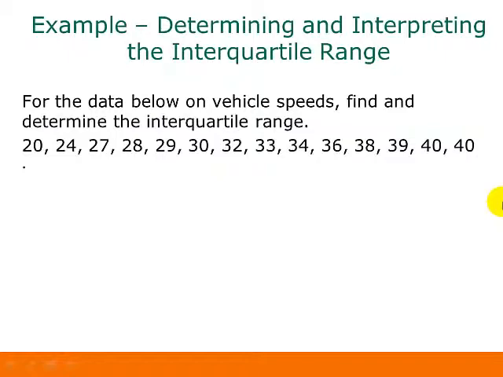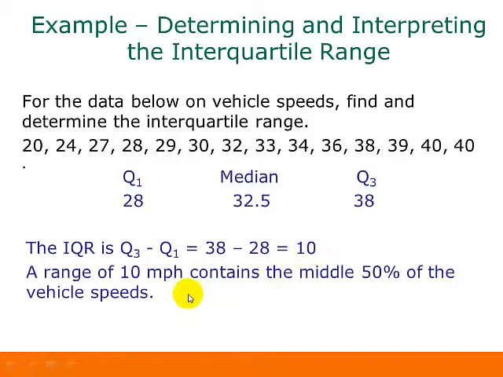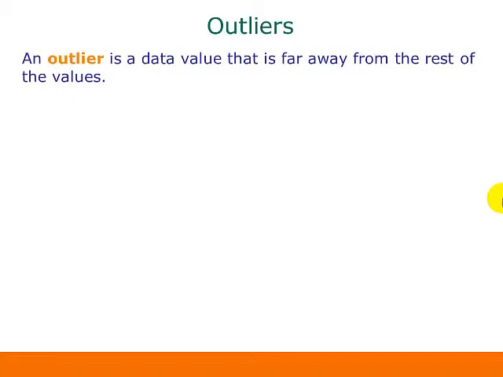So let's go back to our data on vehicle speeds and find the interquartile range. So we already determined our quartiles. Our first quartile is 28 and our third quartile is 38. So to get our IQR, we just subtract those two, which gives us 10. What this tells us is that a range of 10 miles per hour contains the middle 50% of the vehicle speeds.